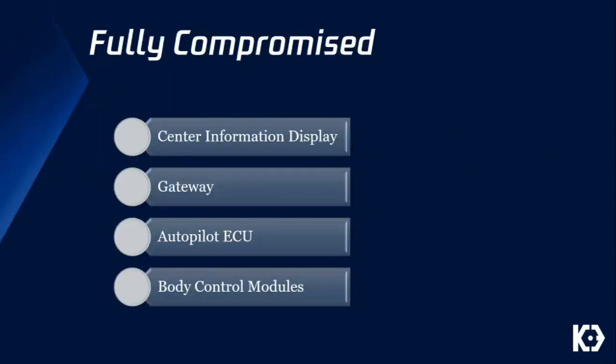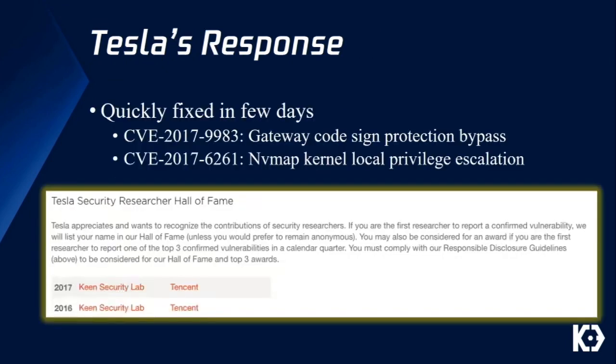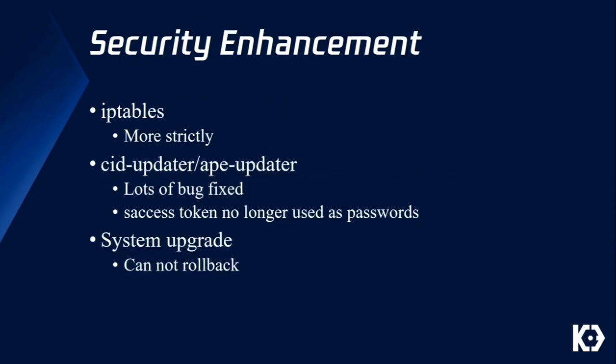Now we can nearly compromise all the components on Tesla, including CID, gateway, ECU, APE, and other ECUs. We reported the vulnerabilities in CID and gateway to Tesla. Tesla fixed them very quickly and helped assign two CVE numbers to the vulnerabilities in the gateway and the nvmap kernel module. This is the second time we successfully hacked into the system of Tesla.